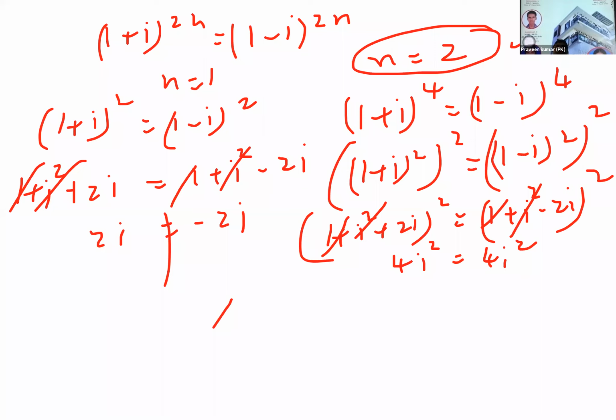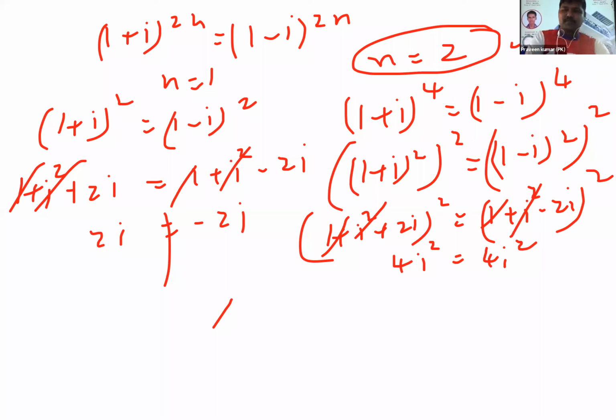They said whatever you substitute in place of n, both are equal, no? That's why (1 plus i)/(1 minus i) power 2n is equal to 1, n is equal to 2. Correct? Very good, Sahana.